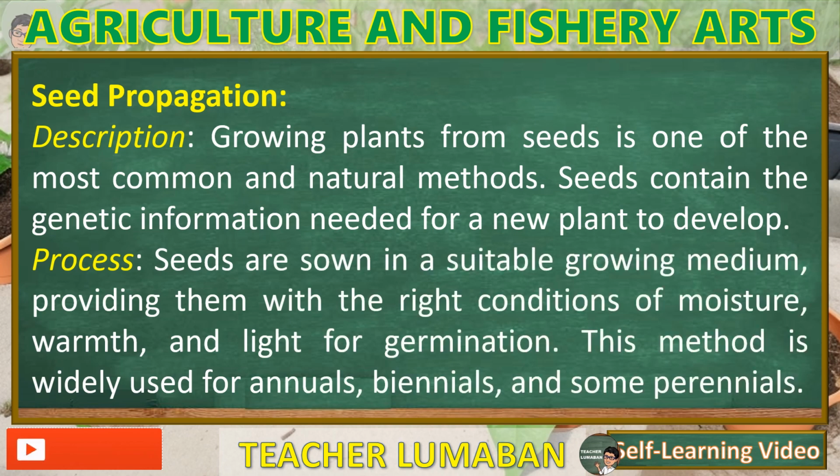Process: seeds are sown in a suitable growing medium, providing them with the right conditions of moisture, warmth, and light for germination. This method is widely used for annuals, biennials, and some perennials.